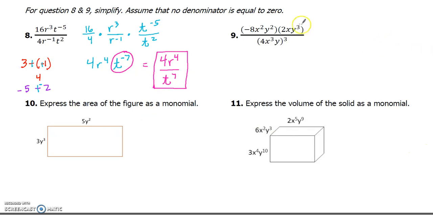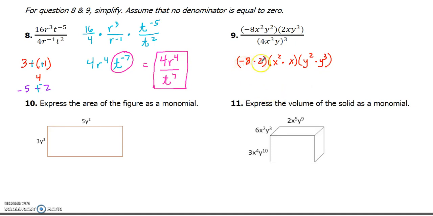Okay, number 9. We have a little of both. We have multiplication here, and then we have division going this way. So let's look at the multiplication first. So again, I'm going to rewrite. I have my coefficients together. I have my x's together. And I have my y's together.